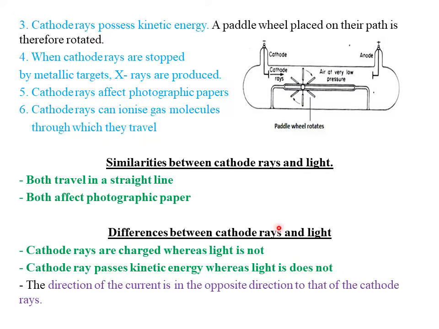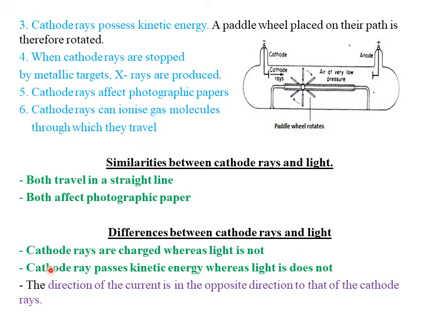Then the differences between cathode rays and light. The first difference is that cathode rays are charged, whereas light does not have any charge. So light cannot ionize any medium or molecules, but cathode rays have that ability because they are negatively charged. So they are able to charge materials or to ionize a given material, for example, air.